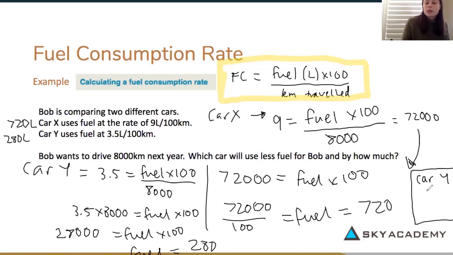And by how much? To figure out how much, I'm just going to do the difference between the two. So 720 minus 280, which equals 440 less. By using car Y, I will use 440 litres less than car X.